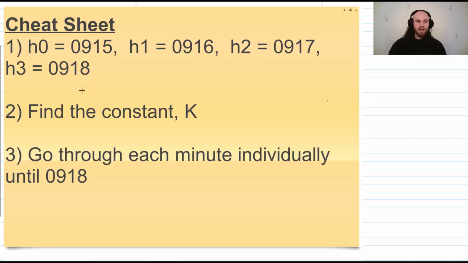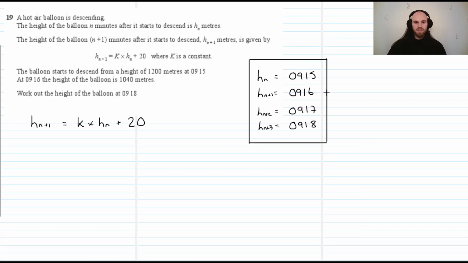So if we go to the cheat sheet, when no minutes have passed, when we have h0, this is going to be at 9:15. After 1 minute has passed, it's going to be 9:16. After 2 minutes, 9:17. After 3 minutes, 9:18. We are going to find the constant, k, and we're going to go through each minute individually until we get to 9:18. Okay, so I'll put this little box in as a bit of a guideline.